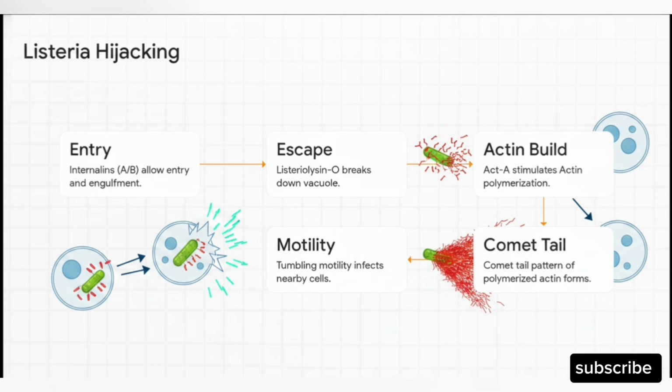Now here is where the hijacking happens. The bacteria uses a specific protein called ActA to stimulate massive host actin polymerization right behind it. This rapid, intense buildup creates a classic comet tail pattern of polymerized actin that acts exactly like a rocket engine. It propels the bacteria forward, creating what we call tumbling motility to shoot into and infect nearby healthy cells. Concept ekdam clear hona chahiye yahan.